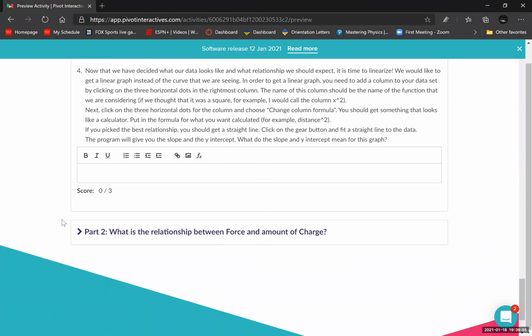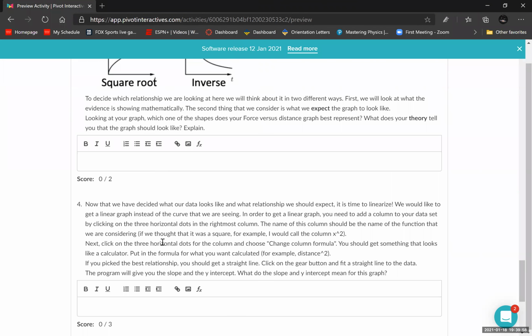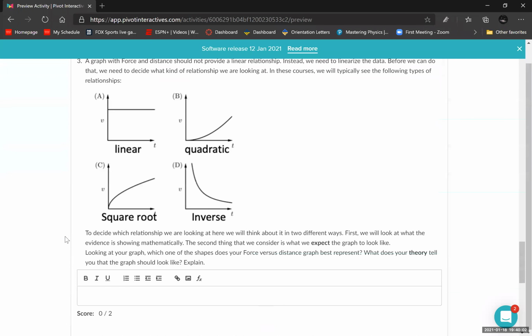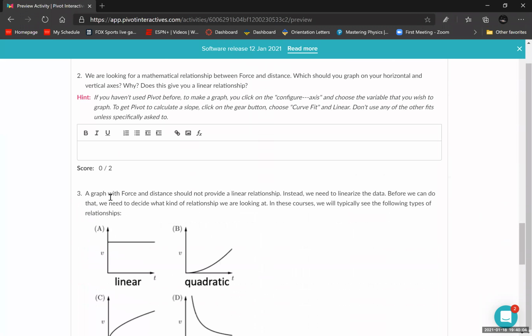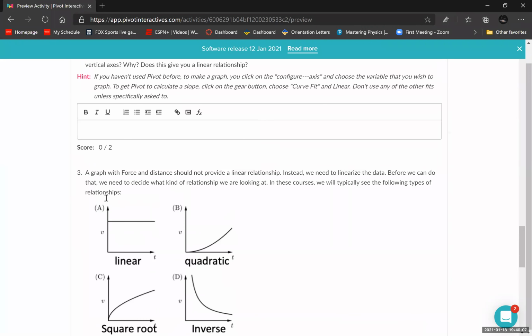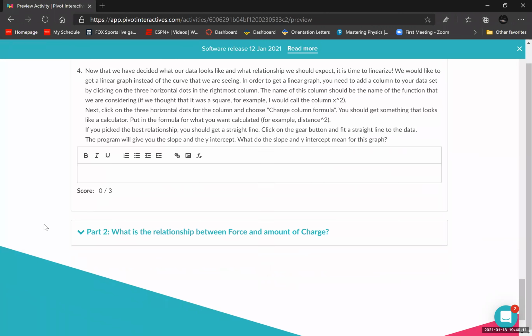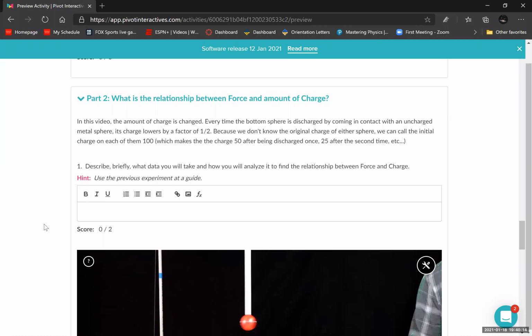By the way, there are some questions that you want to answer. By the time you get to part two, that means you do the experiment, you get the information, and then you discuss that in questions 2, 3, and 4. Okay. Then go to part two. Part two is another experiment. It says, what is the relationship between force and amount of charge? Remember, we talked about charge as some kind of quantity that remains constant.